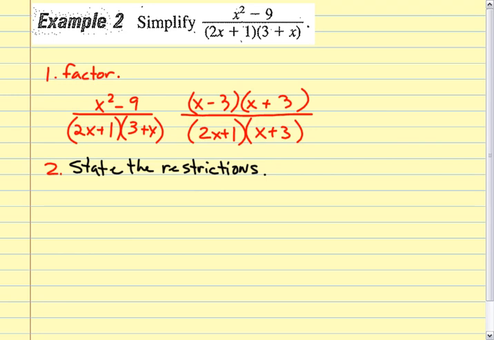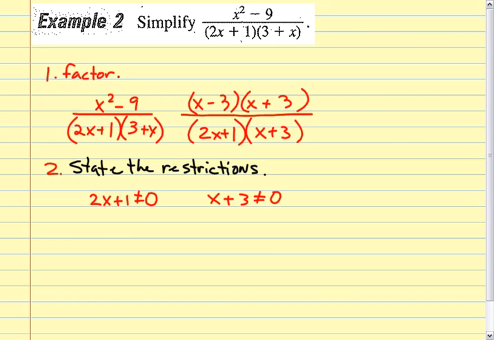How can I find out what the restrictions are for this thing? Cecilia, what can I do here? I don't want the bottom to equal 0, right? And I've got 2 things that are being multiplied together. So if either one of them equals 0, then the whole thing on the bottom will equal 0, right? So that means that 2x plus 1 cannot equal 0. You agree? Yeah, I thought it would be like x plus 3 cannot equal 0. Well, we're going to get to that. X plus 3 cannot equal 0 either.